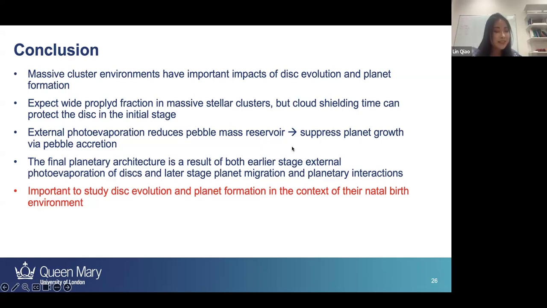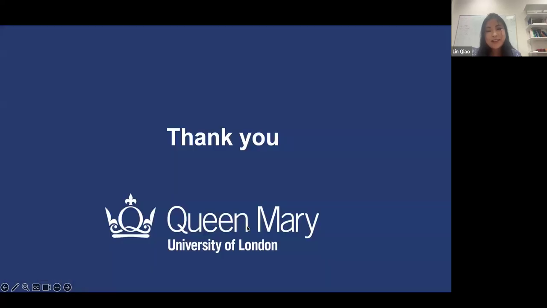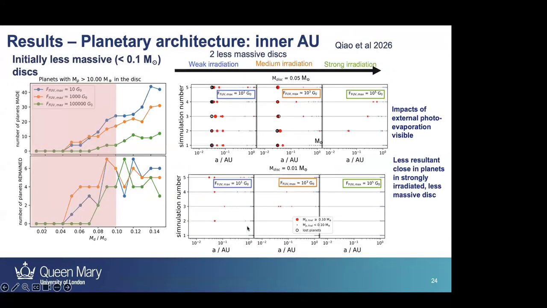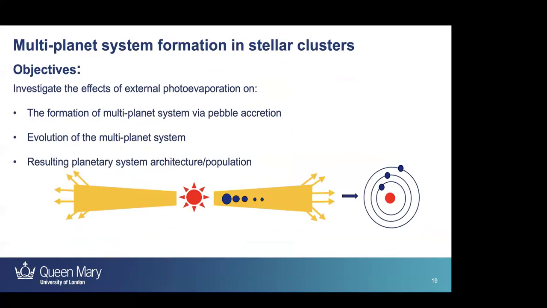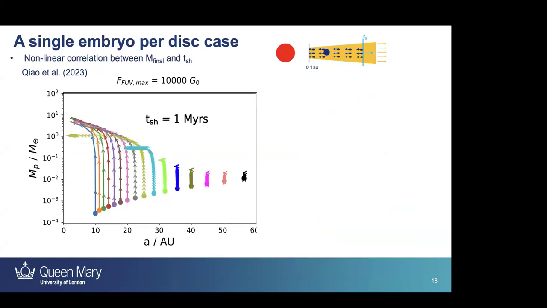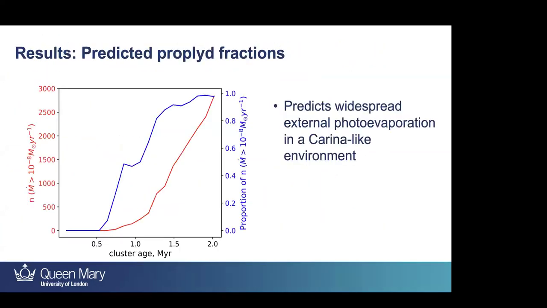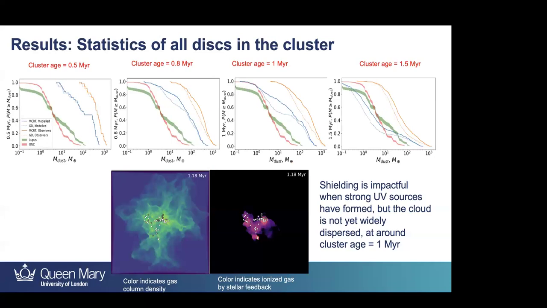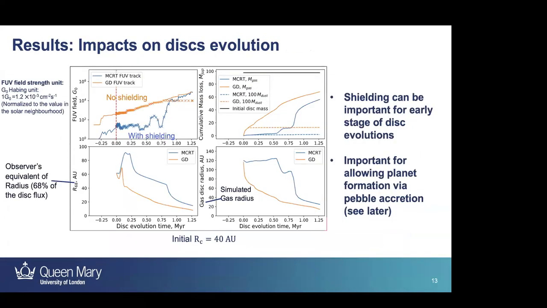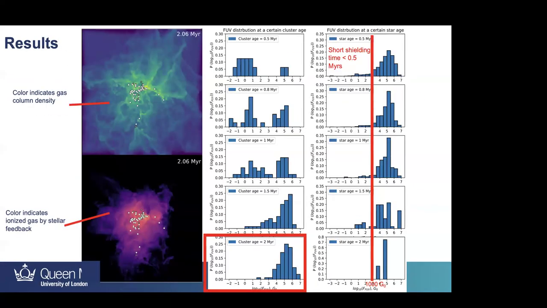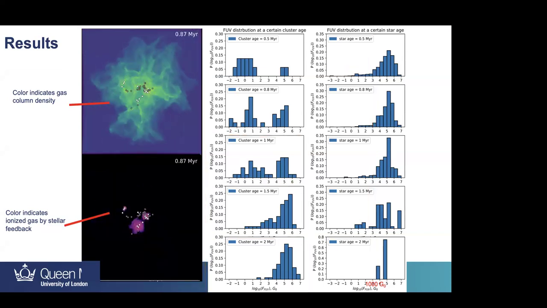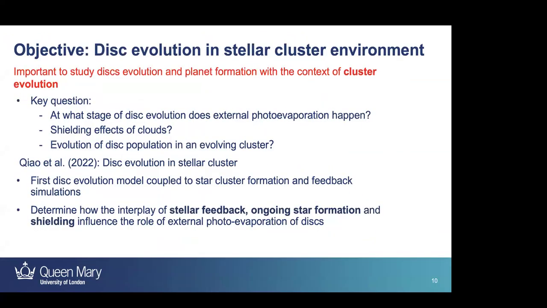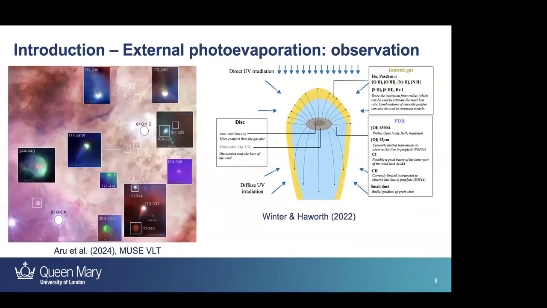I apologize, the sound's a bit muffled. Can you please repeat? Thanks for the nice talk. I was just wondering, have you explored any mechanisms that could provide shielding at a later stage of disk evolution? Like the material that's ejected from internal or external photoevaporation that itself could provide some shielding? Do you mean self-shielding? Self-shielding in a way as well, and probably also from internal photoevaporation or any other mechanisms.